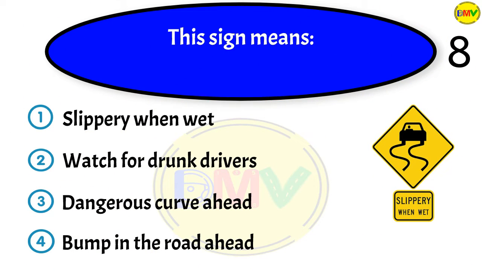The question 8. This sign means: 1. Slippery when wet. 2. Watch for drunk drivers. 3. Dangerous curve ahead. 4. Bump in the road ahead.